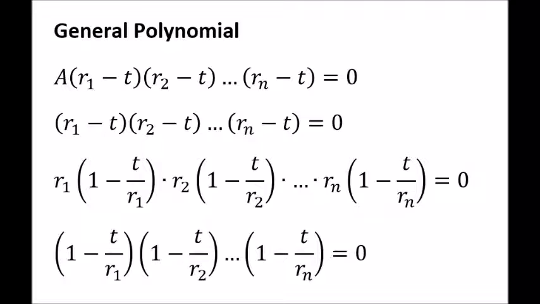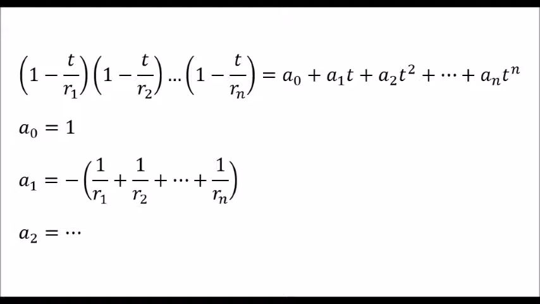Thus far, we've just rewritten the same expression in a different form by using some basic algebra. If we were to FOIL out all those individual terms, we would get an expression like that seen on the right-hand side in the first line. a0 plus a1t plus a2t squared, and so on. a0 is equal to 1.